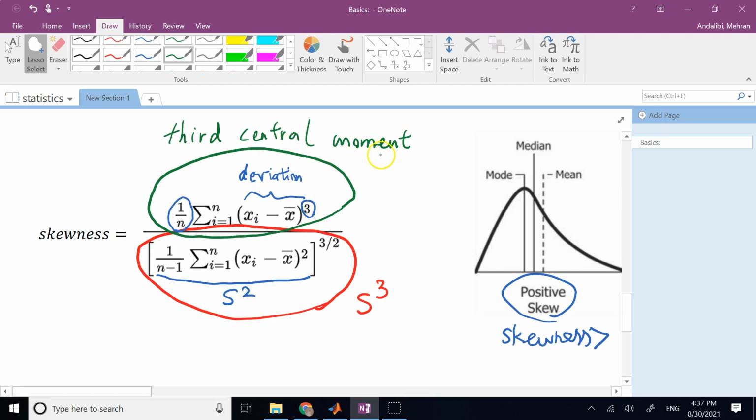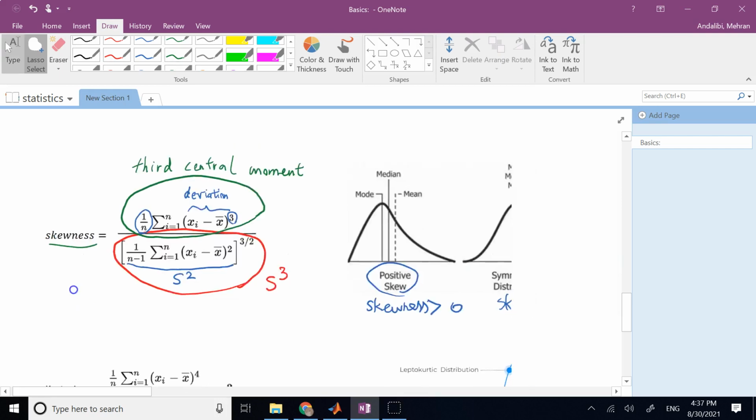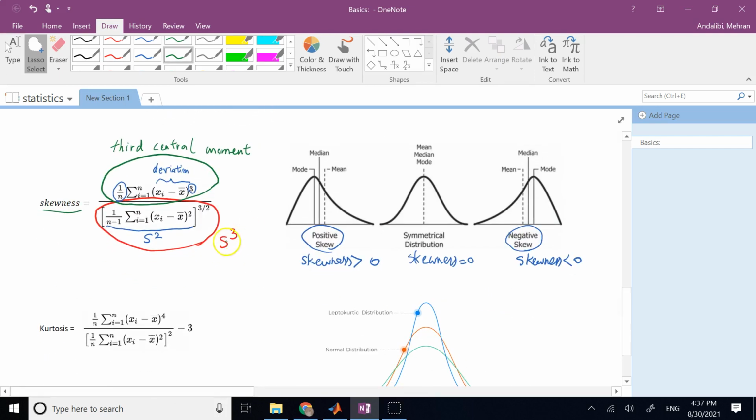So central means the data is subtracted from the average, then raised to that power. It's the third central moment divided by standard deviation cubed. That's called skewness. And you know that this standard deviation is a positive number, and the cubic power of that is also a positive number. So all that really determines the sign of the skewness is this third central moment.